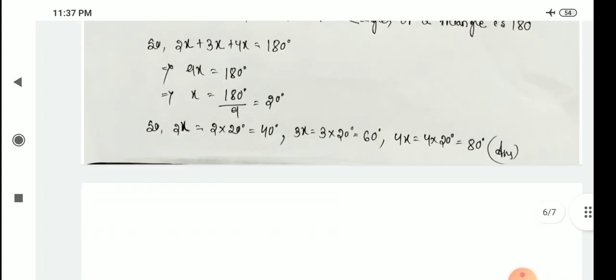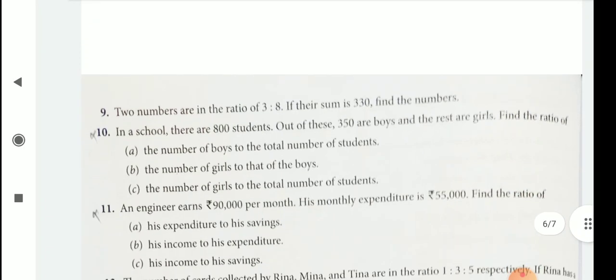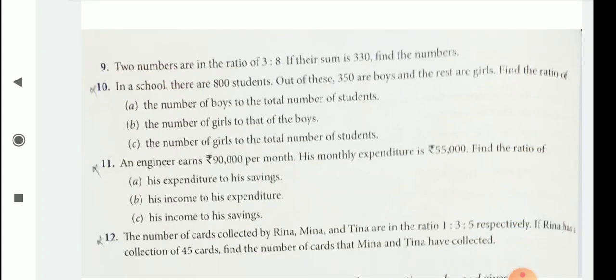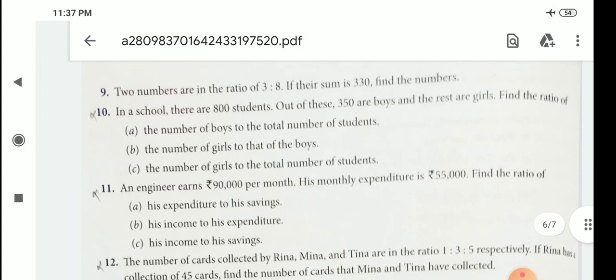Okay, then comes 9 number. Up to 9 number you have to do. 10, 11, 12 not necessary. Okay, 9 number, children, you see: two numbers are in the ratio of 3:8 and their sum is 330. Find the numbers. Very easy.